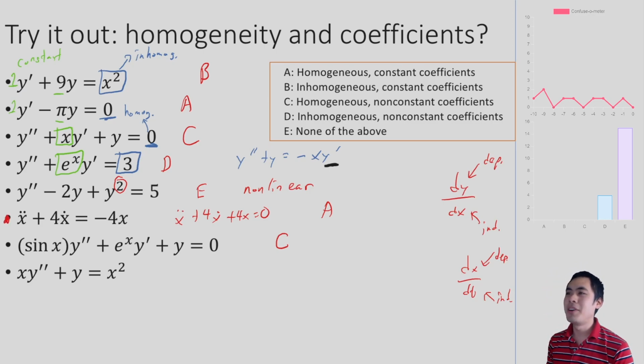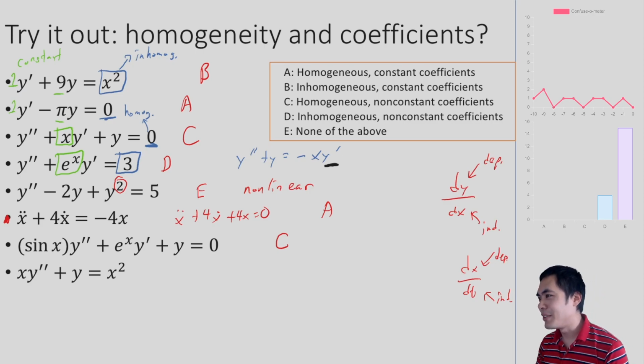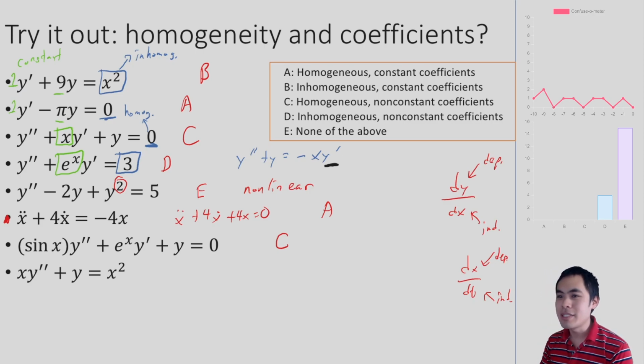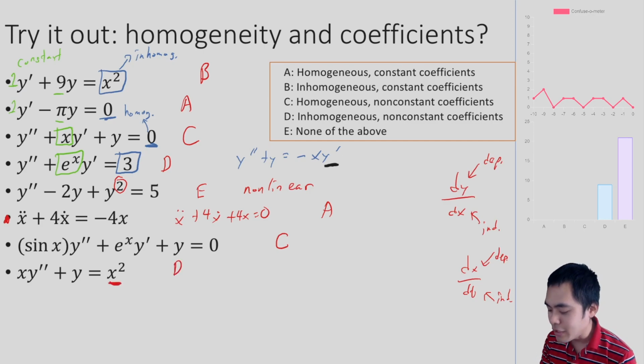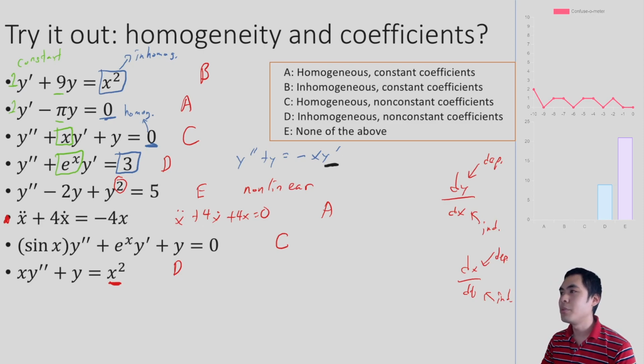Okay, so it looks like I successfully double faked you out. So the trick here is that this actually is inhomogeneous, non-constant. So this here is D, because the nonlinearity here doesn't matter. So x is allowed to be nonlinear, just not y. And so the answer here is actually inhomogeneous with non-constant coefficients.